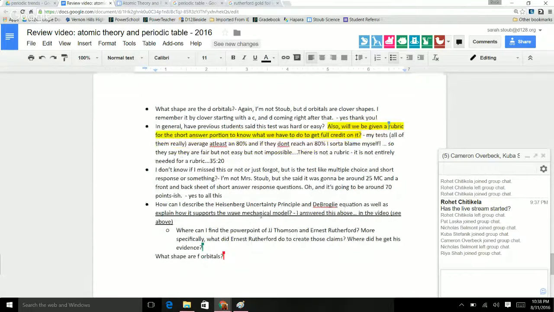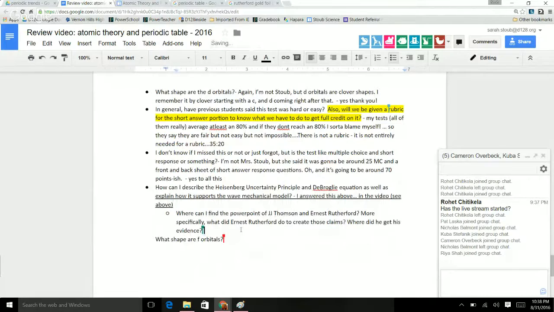Where can I find the PowerPoint of J.J. Thomson? Okay. I know Rutherford is in the textbook. He's in chapter 4, if you want to read about him. I think it's a good read. I'm even going to give you the page number. Rutherford starts on page 111. They do a really good job on that part, so I would read page 111.